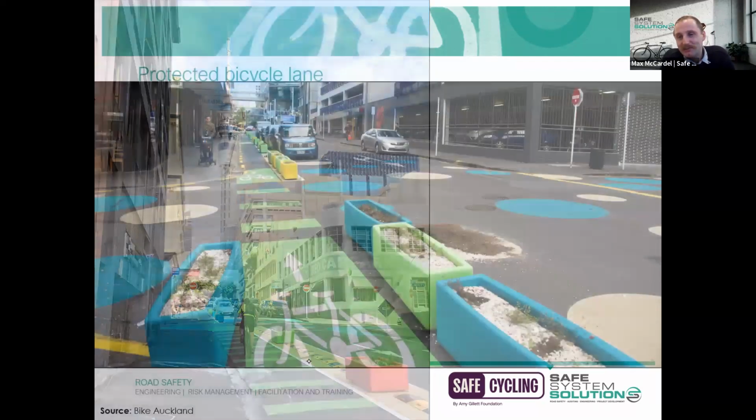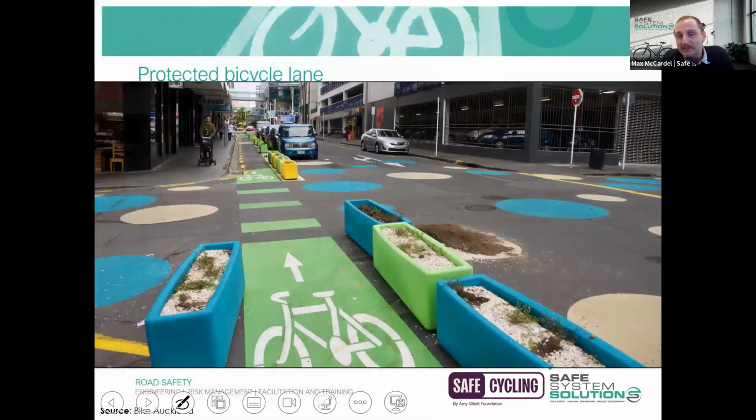Just an example here of what can happen with those planter boxes. This is an example of the soil getting stuck and falling onto the carriageway, but it's not uncommon to see that going the other way, or the planter boxes tipping over completely and blocking the bicycle path.